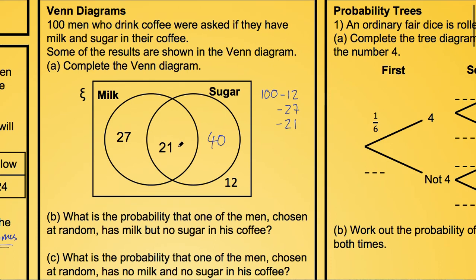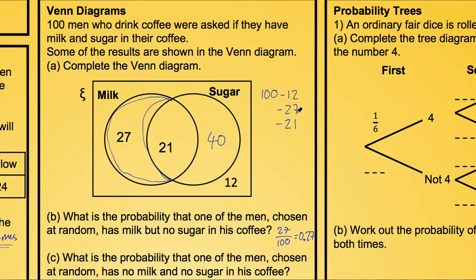What is the probability that one of the men chosen at random has milk but no sugar in his coffee? We're talking about this section, milk but no sugar. So that is 27 out of the total of 100. So 27 hundredths or 0.27. Either one is a correct answer there.